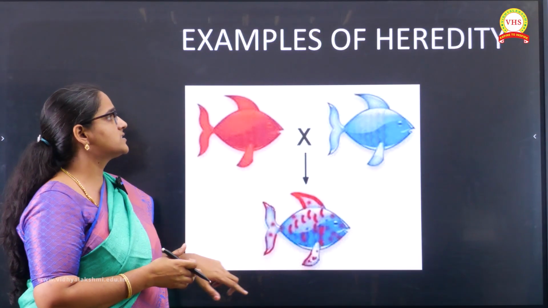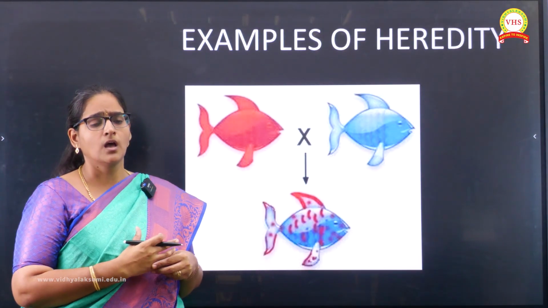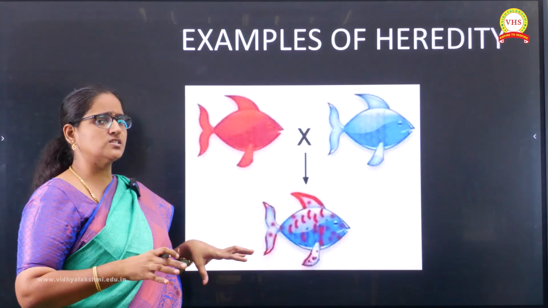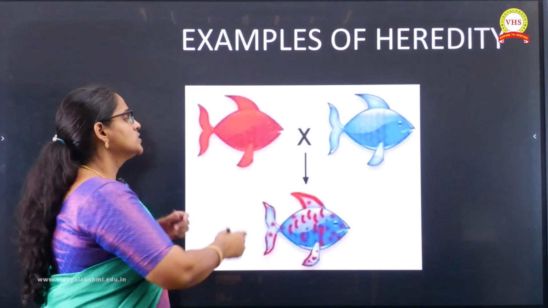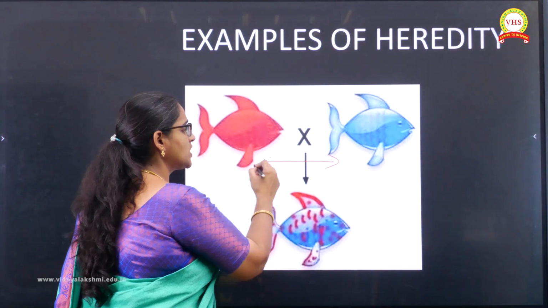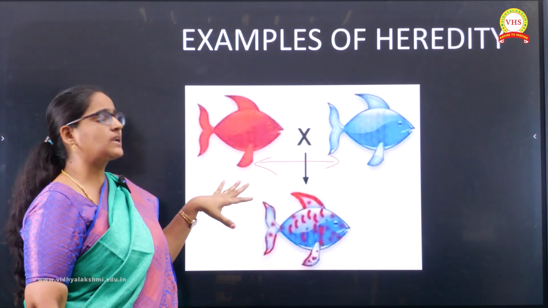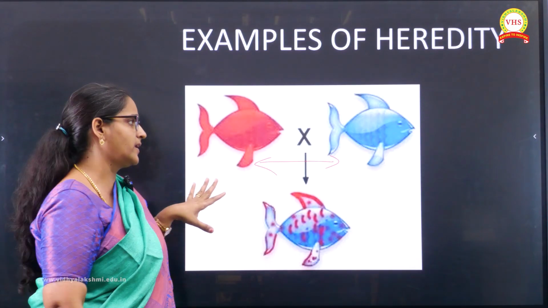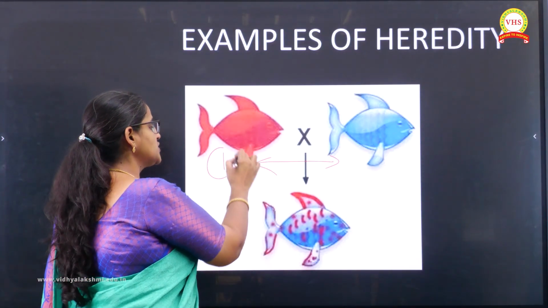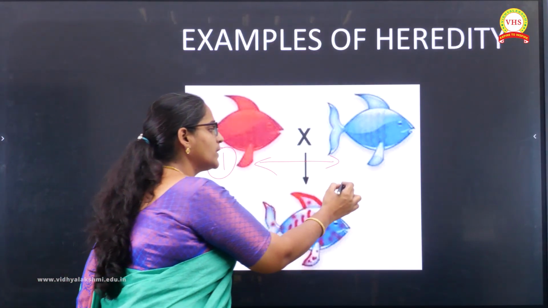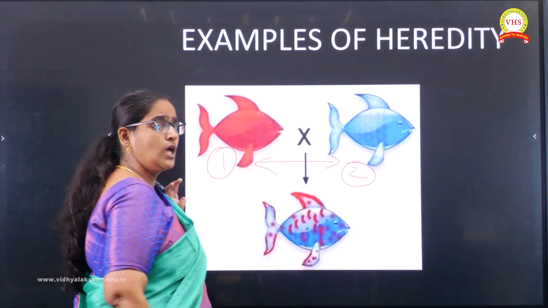So heredity is the one which deals with all these things. Not only in human beings, but also in all animal species, like fishes, if you take. If there is a cross fertilization between two different species having two different characters, this simple cartoon tells us about heredity. For example, fish number 1 has characters given as red color. Fish number 2 has some characters given as blue color.